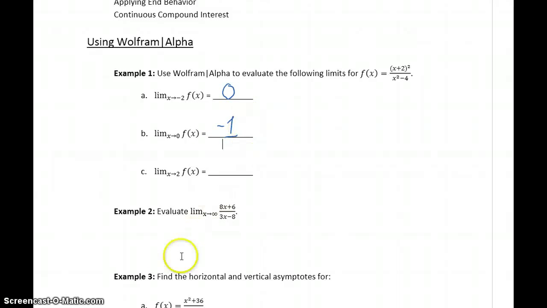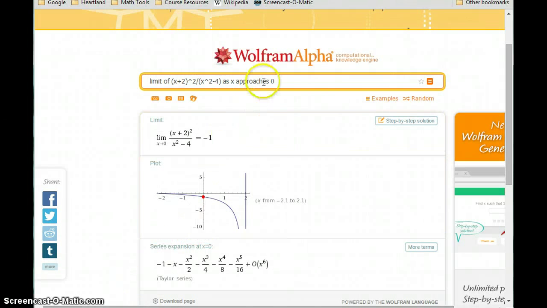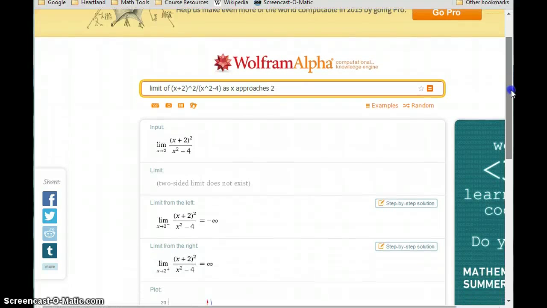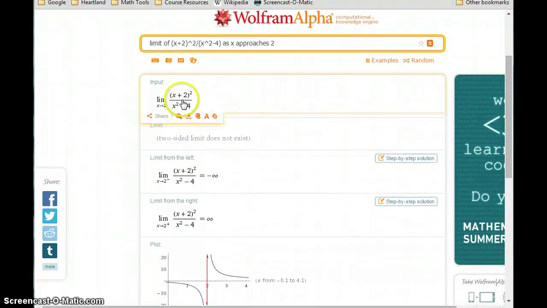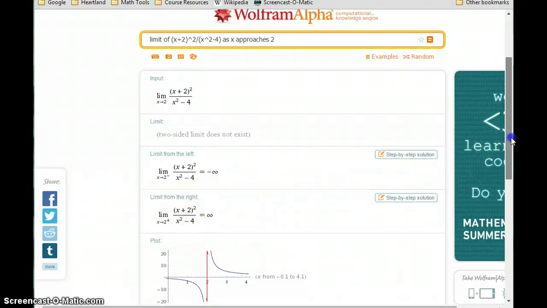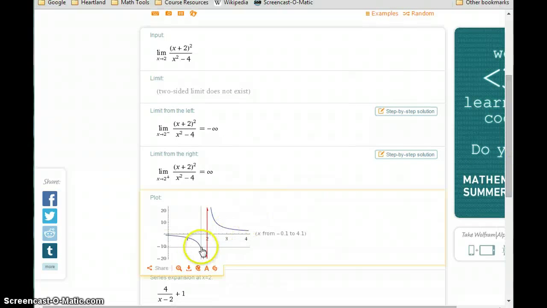And in part C, we want to determine what's happening as x approaches 2. So again, just changing this last number. In this case, we have that limit statement, which again matches what we wanted. It's telling us that the two-sided limit does not exist. Then it looks more specifically, giving us the left-hand limit and the right-hand limit, showing that those are negative infinity and infinity, and gives us that graphical representation of what's happening.